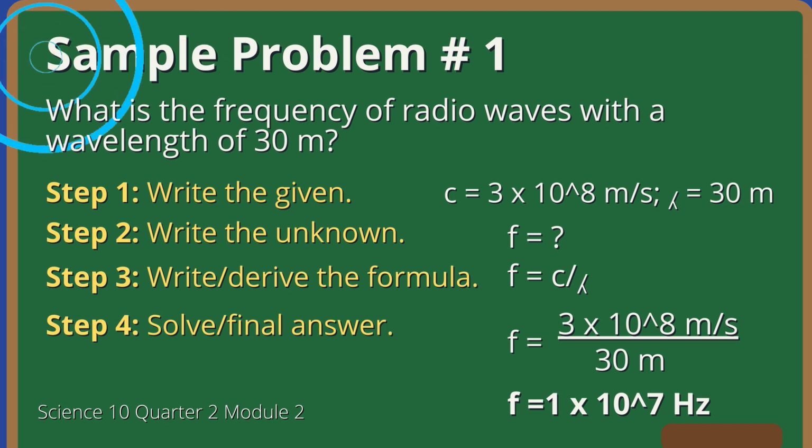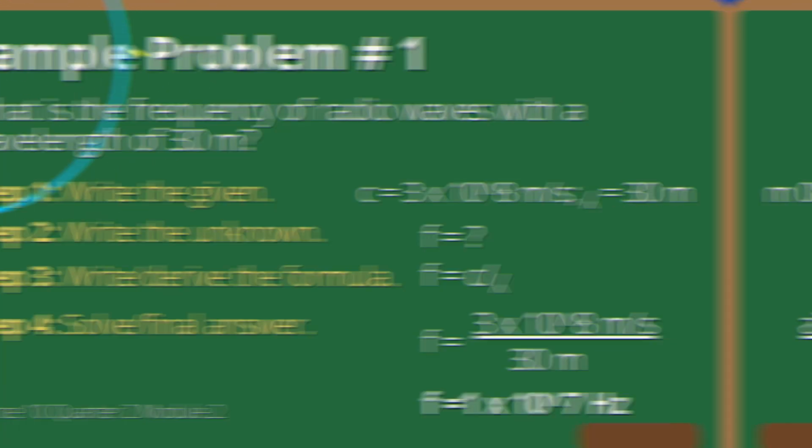Step 4. Solve or final answer. Frequency is equal to 3 times 10 to the 8 meters per second divided by 30 meters. And the answer is 1 times 10 to the 7th hertz. And that's the final answer.